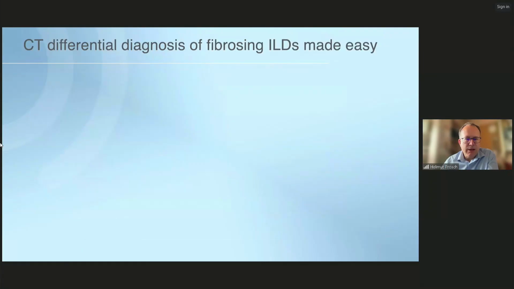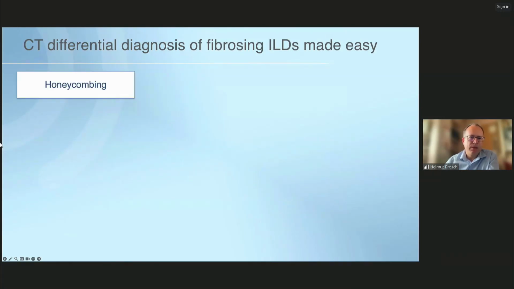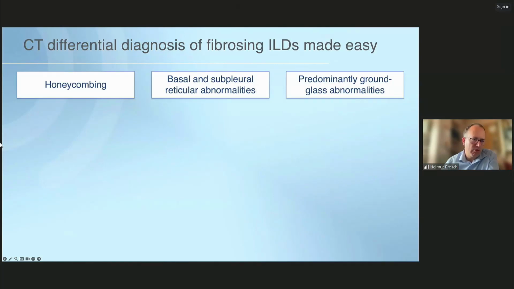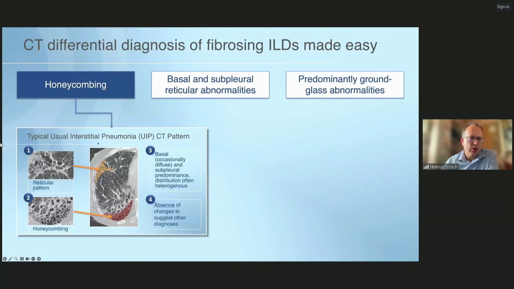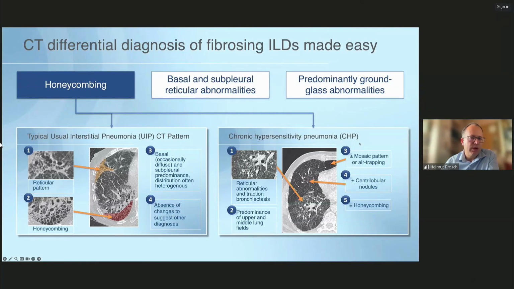So to bring this together, and then we move on to more cases, if you look at lung fibrosis and try to make it very simple, you have three radiological scenarios in essence. One is you see honeycombing. The other one would be you see subpleural reticular abnormalities without honeycombing. And last but not least, you may see predominantly ground glass abnormalities. If you see honeycombing, we discussed it before, then your main differential diagnosis would be the typical UIP pattern as well as the chronic hypersensitivity pneumonia pattern.